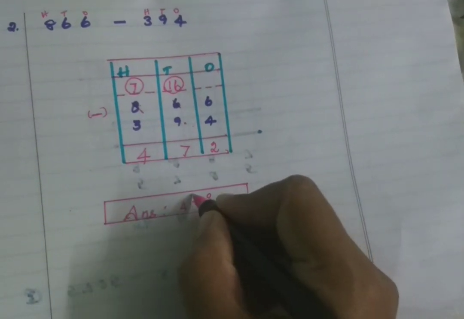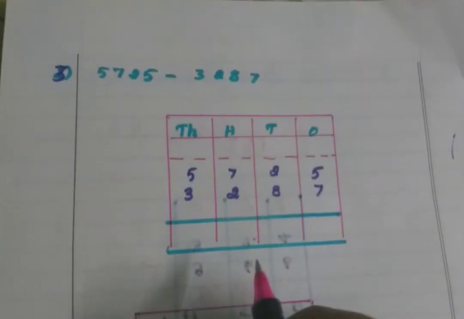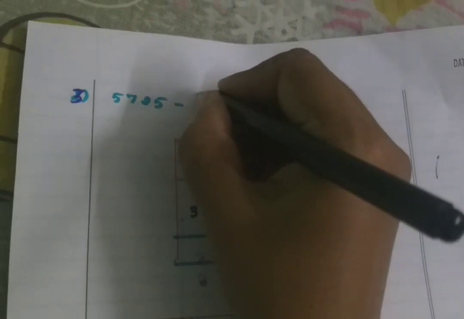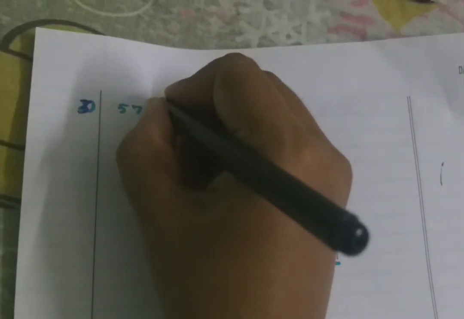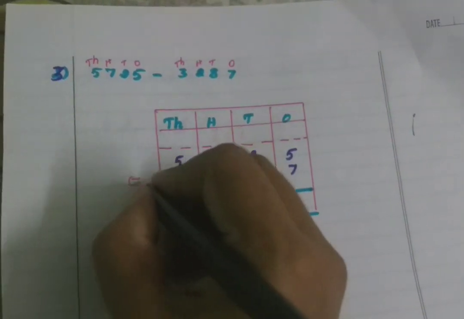4,472 ones, tens, hundreds. And the next one. Immediately you should write the ones, tens, hundreds, thousand, and put the minus symbol.